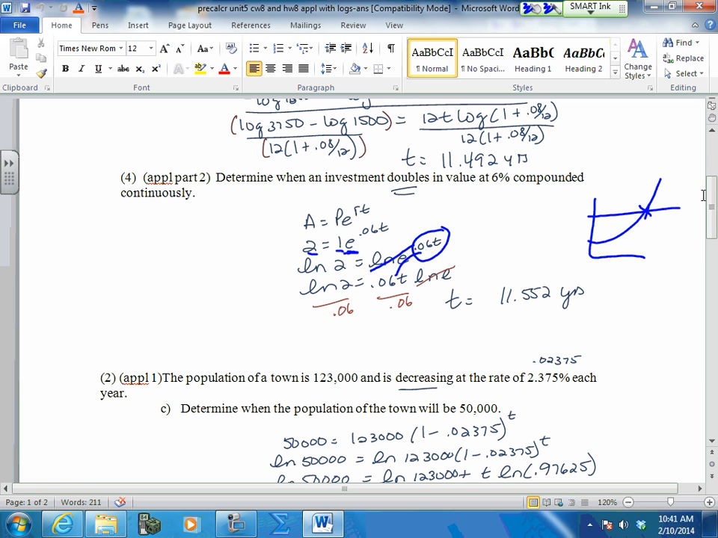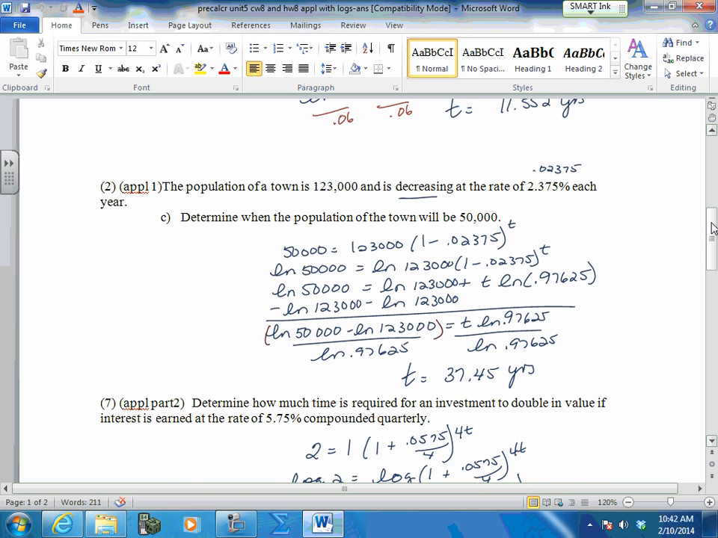All right. Any questions on those? Especially you guys who weren't here Friday, are you seeing what we did? We took the packets that you did already, and we redid them using logs. We did them graphically with exponents. We did them algebraically with logs. Okay.